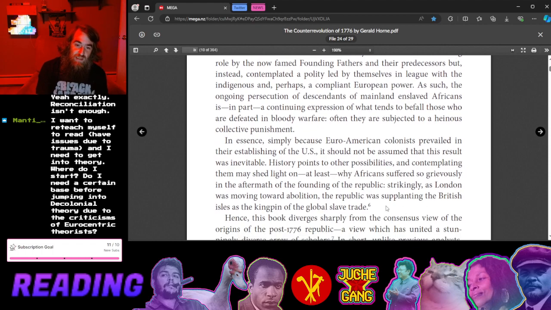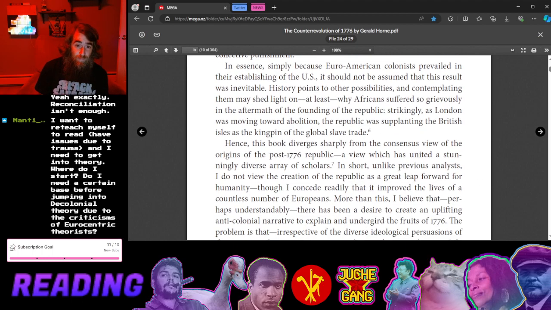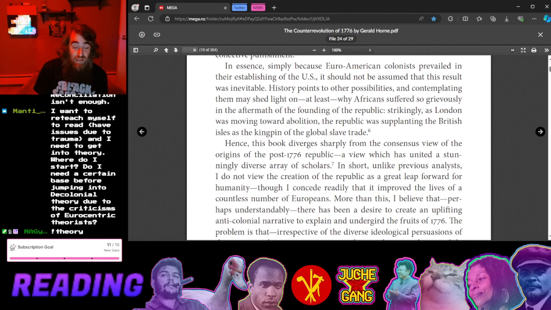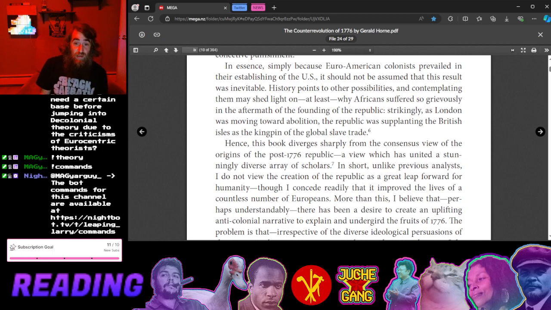In essence, simply because Euro-American colonists prevailed in their establishing of the US, it should not be assumed that this result was inevitable. History points to other possibilities, and contemplating them may shed light on at least why Africans suffered so grievously in the aftermath of the founding of the Republic. Strikingly, as London was moving towards abolition, the Republic was supplanting the British Isles as the kingpin of the global slave trade.